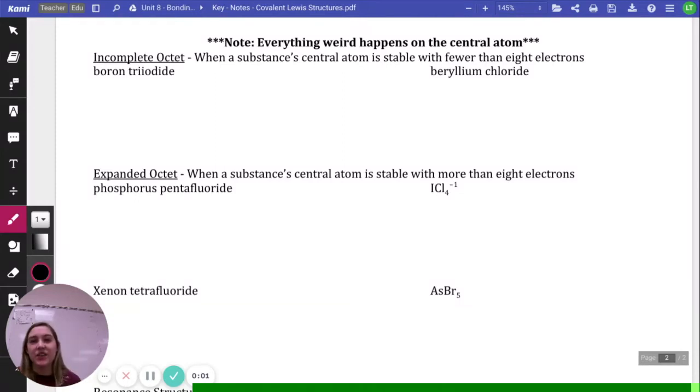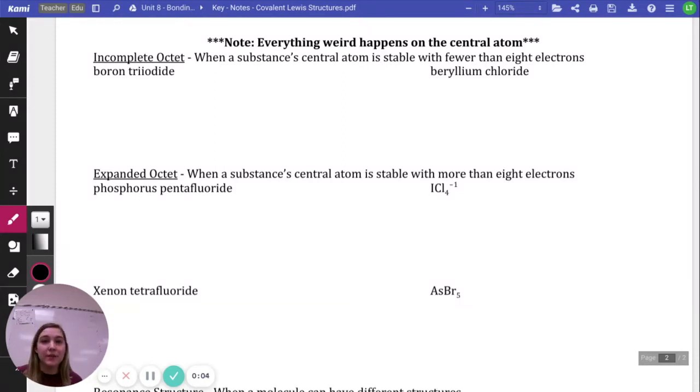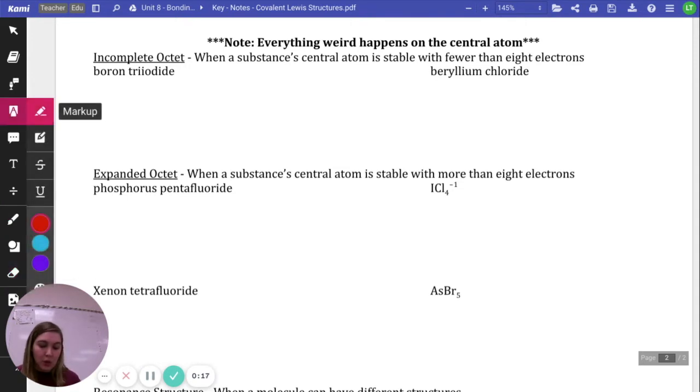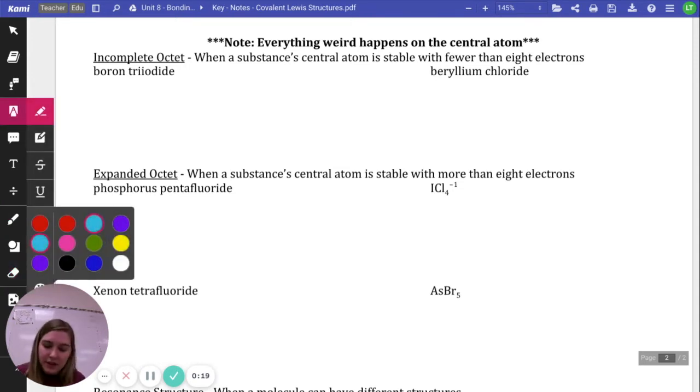Hi guys. Okay, so in this video, it is going to be Lewis structures part 2. And here we're going to be talking about some weird cases in Lewis structures and some exceptions to them. So our first note to make that's going to be really important is that if anything weird happens or anything breaks any rules, it's going to happen on the central atom. So your outside atoms shouldn't exhibit any of these weird rules. It should only happen on your central atom.